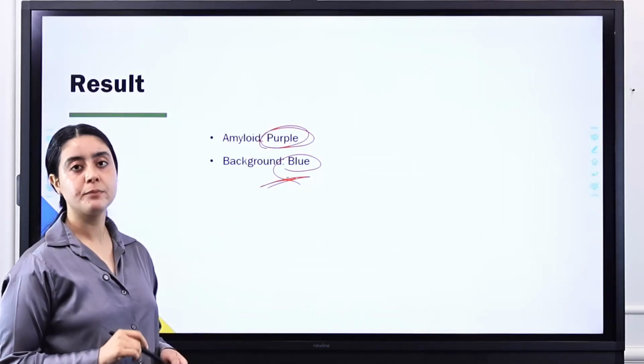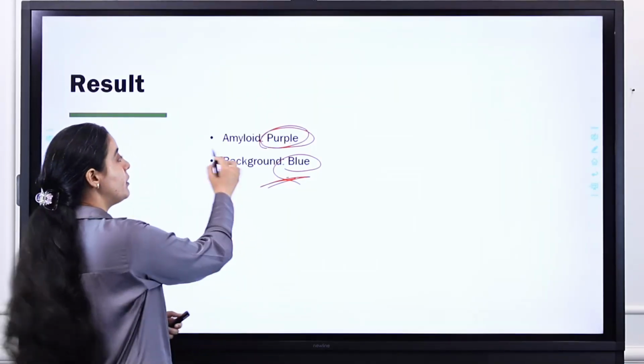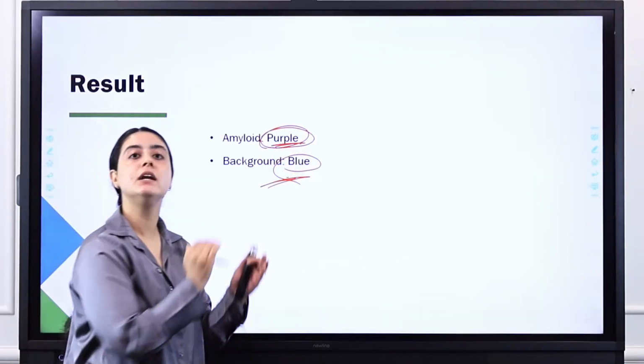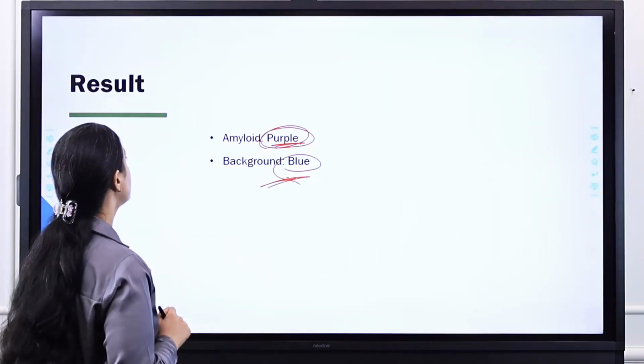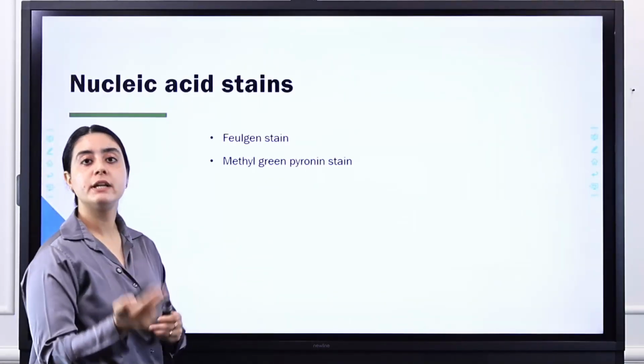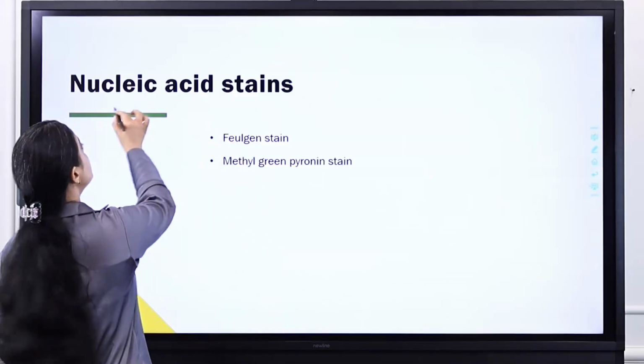So this is the result of the crystal and methyl violet. Our amyloid will be purple and our background will take the blue color. Okay, so now let's go to the next category. Now we will discuss nucleic acid.